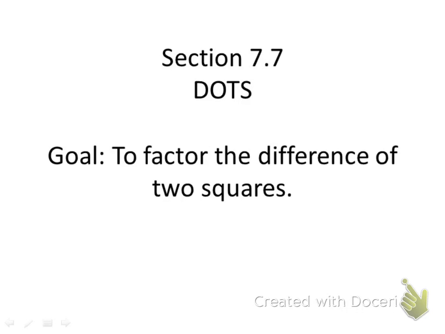So we are finishing the chapter today. We are talking about what I like to call dots. Dots stands for difference of two squares. So that is our goal today. Our goal is to factor the difference of two squares.